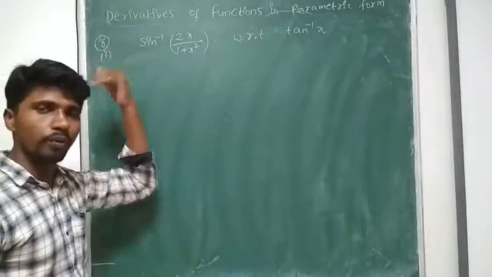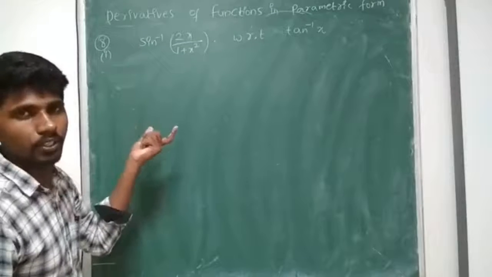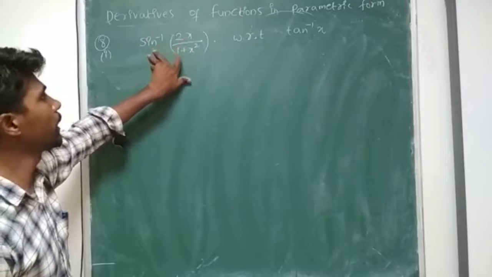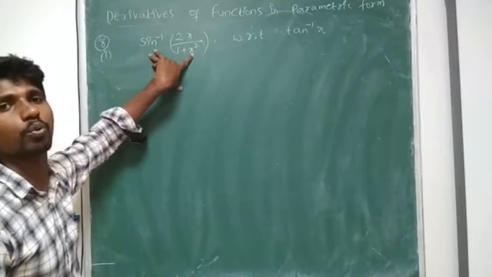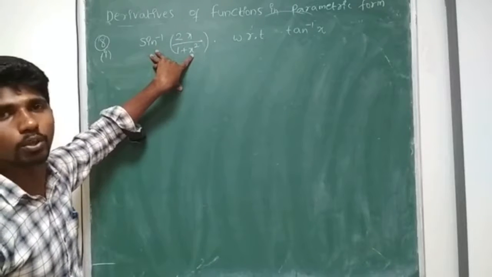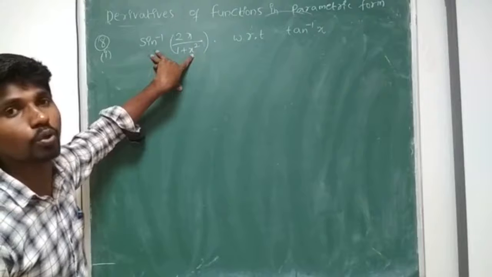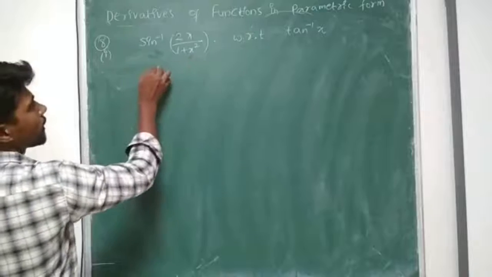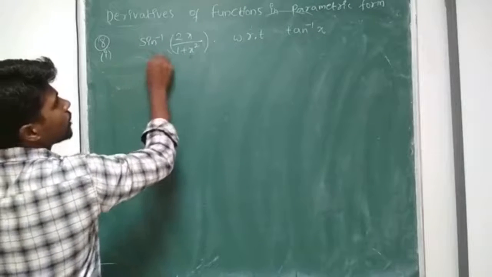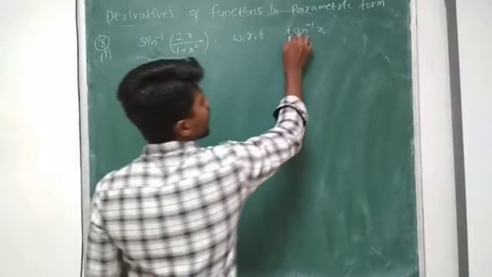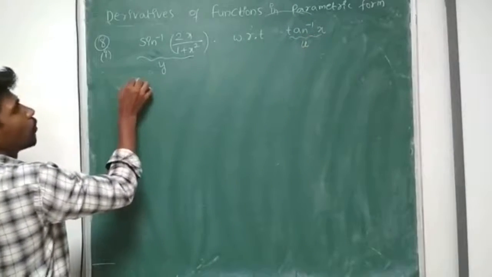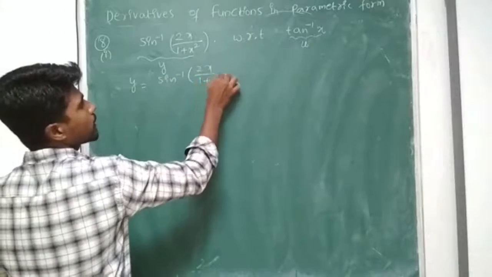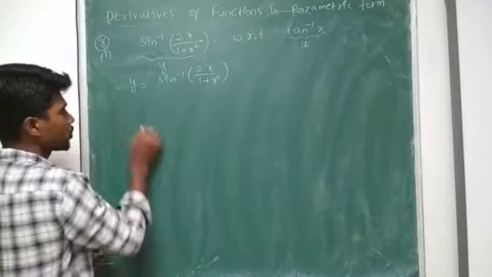So we just go to inverse trigonometric functions. We can recall the formula. Sin inverse of 2x by 1 plus x square is nothing but equal to 2 tan inverse of x. Let me simplify this particular thing. Take this particular one as y and this one as some u. So y is equal to sin inverse of 2x by 1 plus x square.